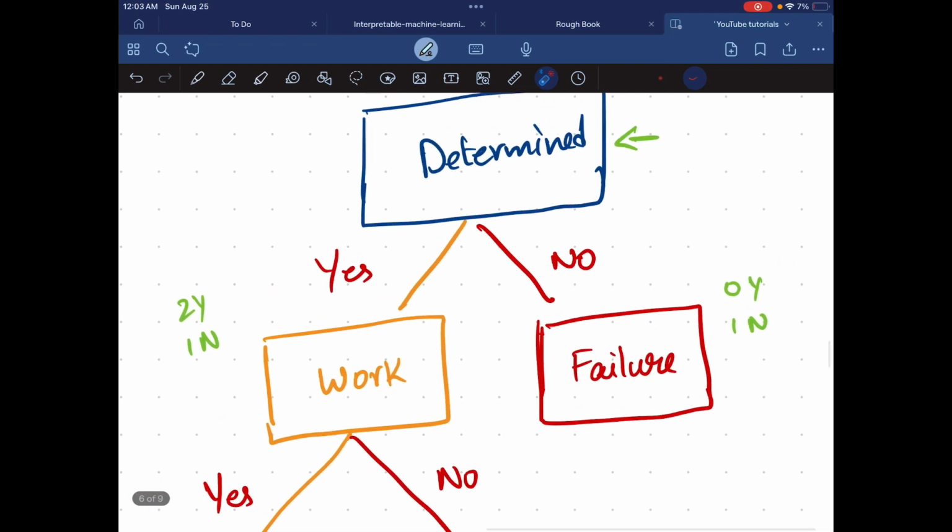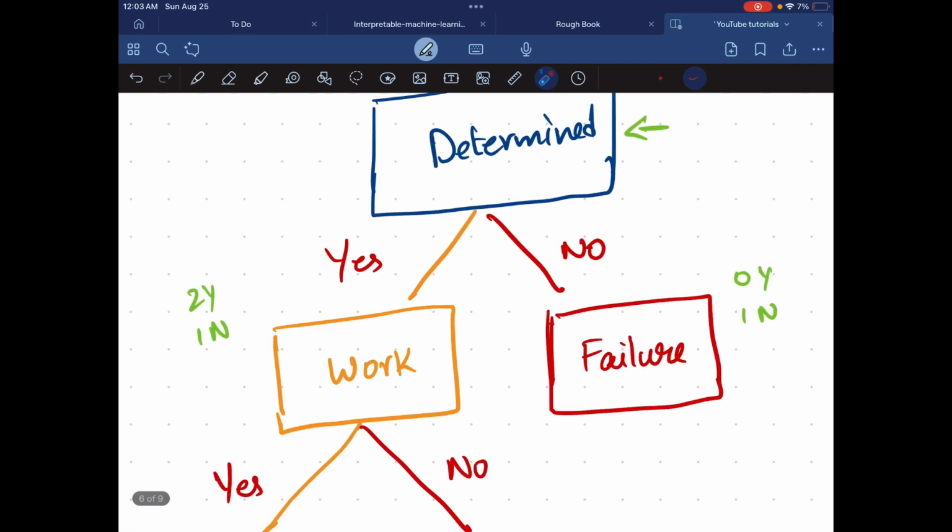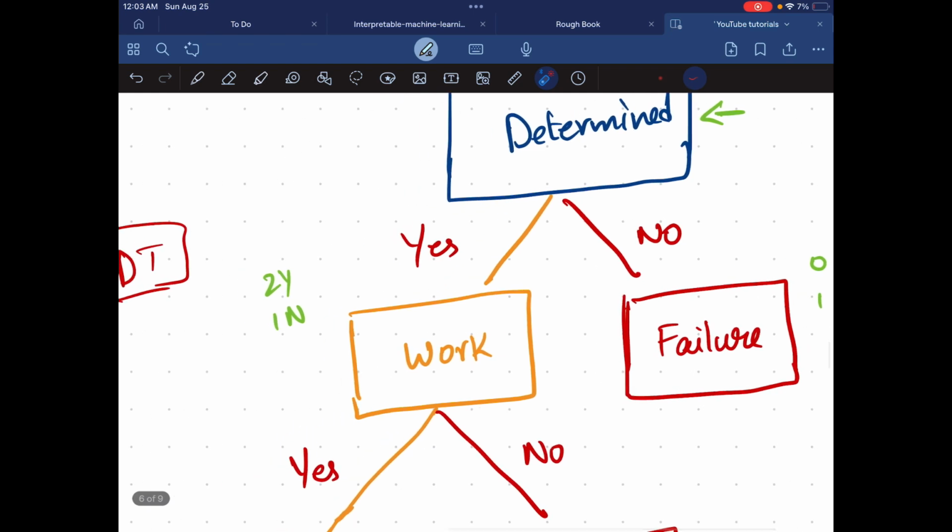So it means that this is a pure split, in the sense that if he's not determined, straight away no, there is no other option for him. So if he's determined, then two yeses and one no of getting succeeded. Okay, so there is a bit of mix, right? Two yeses and one no, there is a bit of impurity in this.